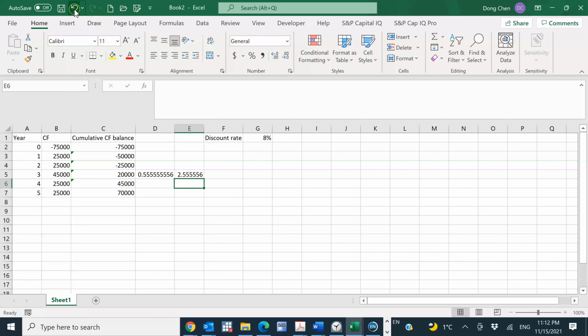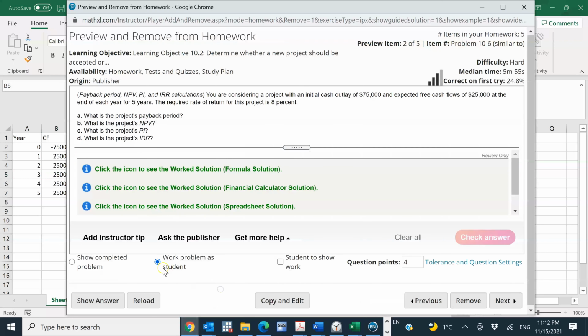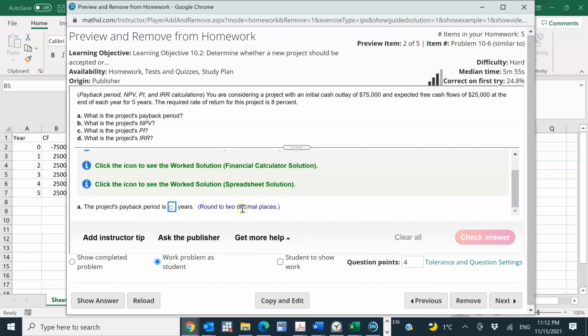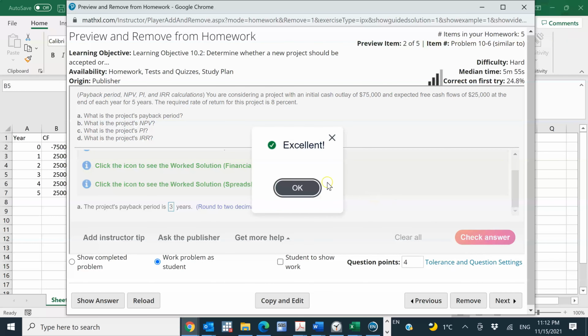But in this case, let me just undo what I just did. The actual cash flow here is $25,000. So that means our payback period for this project is exactly equal to 3. So I'm going to put that as the answer, 3, and check my answer here.